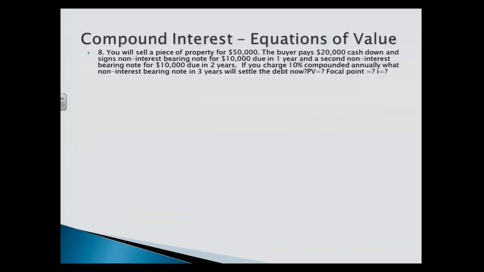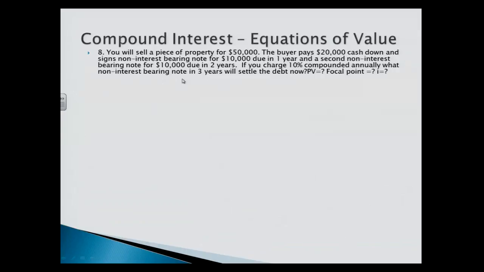Here's another equation of value. You will sell a piece of property for $50,000. The buyer pays $20,000 cash down and signs a non-interest-bearing note for $10,000 due in 1 year and a second non-interest-bearing note for $10,000 in 2 years. If you charge 10% compounded annually, what will the non-interest-bearing note in 3 years be?